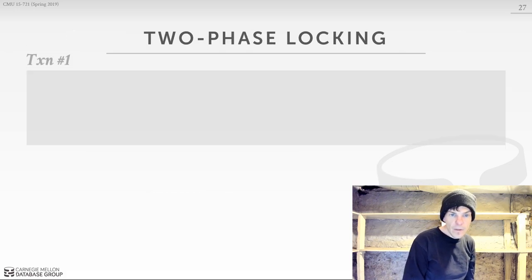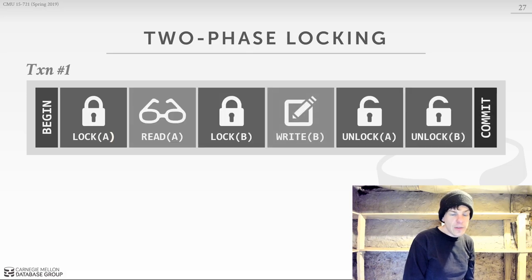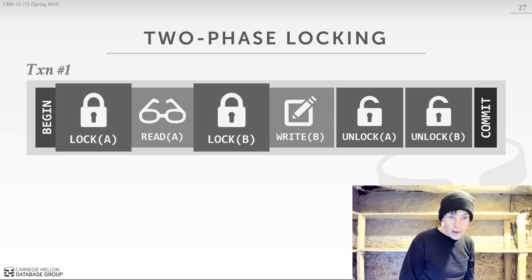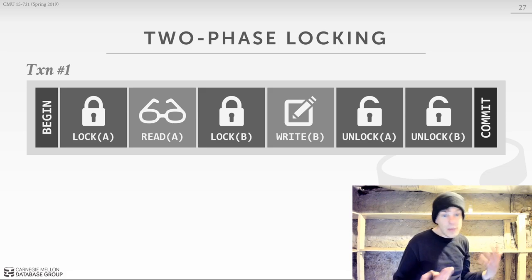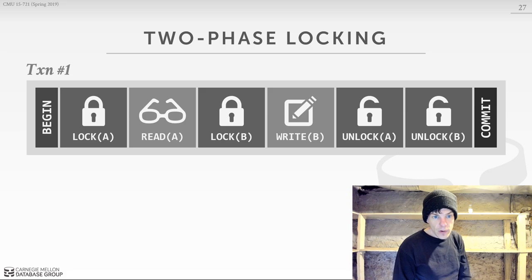So, two-phase locking. Look at a really simple example of a transaction. It wants to do a read on A and a write on B. Before any transaction is allowed to access an object, it has to acquire the locks for them. So I need to get a lock on A and a lock on B. One key thing to point out here is that I'm not saying whether A and B are tuples. I'm just saying that they're objects in the database. They can be tables, they can be pages, they can be databases, it could be single attributes within a single tuple. It doesn't matter, the protocol is always the same.